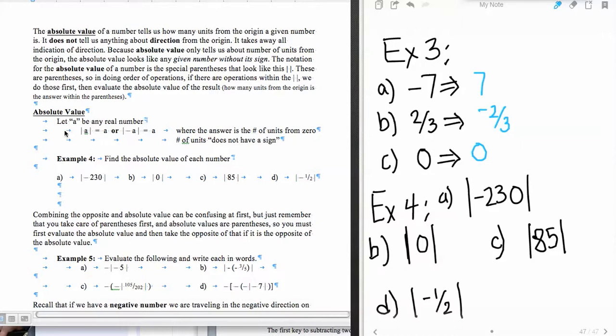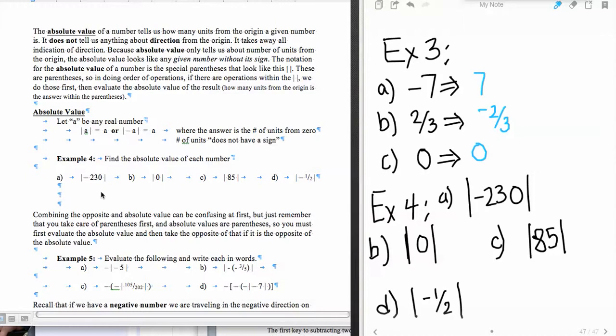So the absolute value, if a is some real number, we say the absolute value of a positive a is just a. Or if we have a negative a, the absolute value of a negative a is a. It's a units away from 0, the number without its sign.